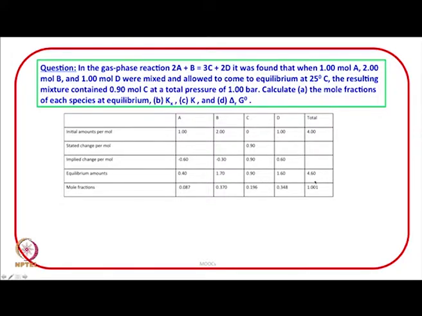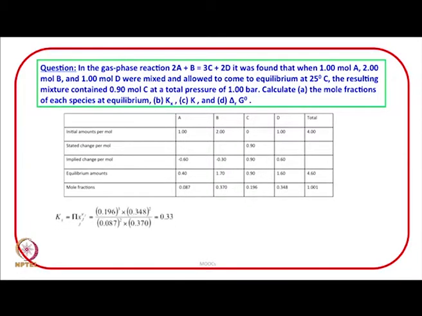That is 0.4 divided by 4.6, which will come out to be 0.087 in this case. 1.7 divided by 4.6 will be 0.37. 0.9 divided by 4.6 is going to be 0.196, and 1.6 divided by 4.6 is going to be 0.348. Of course, when you add all the mole fractions, this has to come to 1. So we have calculated the mole fractions at equilibrium.